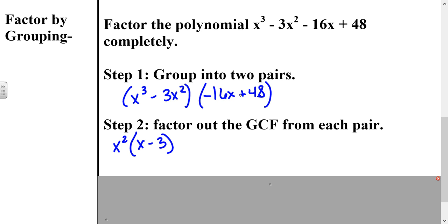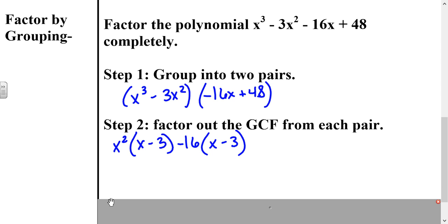So what I'm actually going to have to do, if the largest number I could take out would be 16, but I'm actually going to take out a negative 16, because then I would have left over x minus 3. And I need these to be the same. So sometimes you have to take out a negative to make that happen. So then my pairs would be x squared minus 16. And I can also take out an x minus 3 from both of those.